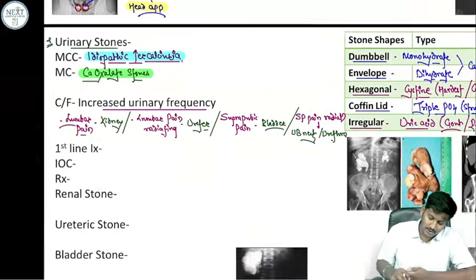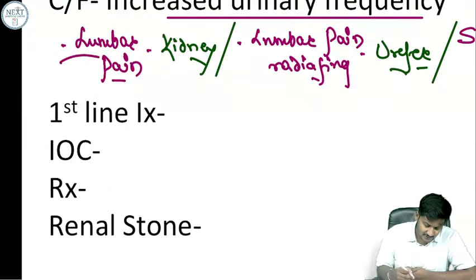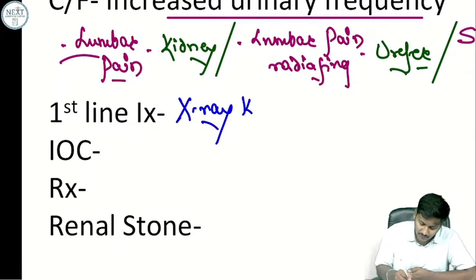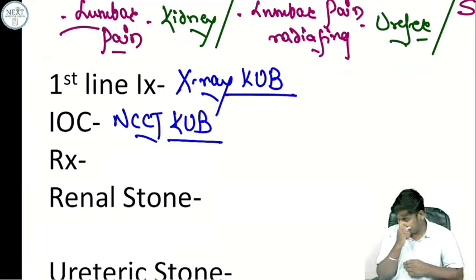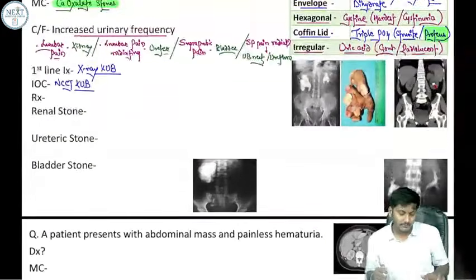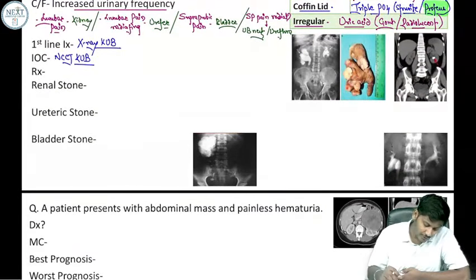Very good. Next, if they ask you, beta, what is the first line investigation, we know the first line investigation for a case of urinary stone is nothing else but X-ray KUB, beta. Okay, X-ray KUB is going to be the first line, and the investigation of choice is NCCT KUB. Investigation of choice has to be NCCT KUB, beta, that is what is important to be remembered.